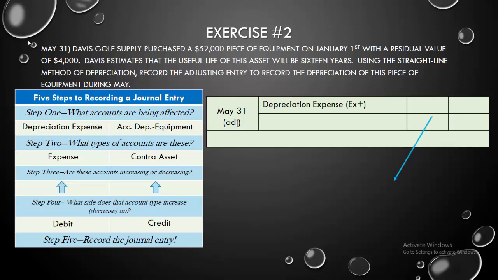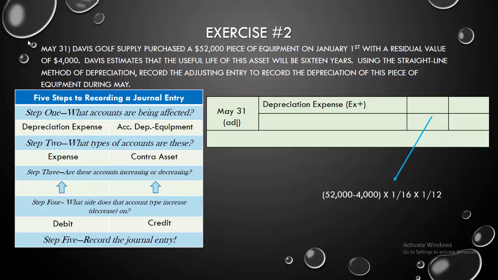Well, they're using straight line, so we're going to use the straight line formula. To start with the straight line formula, you've got to find what they call the depreciable base, the difference between its historical cost and its residual value. So we take $52,000 and subtract out that $4,000 residual value. In other words, this piece of equipment is going to lose $48,000 in value over its life, and we're going to spread that out equally over its entire life.